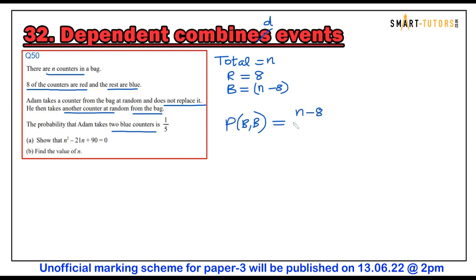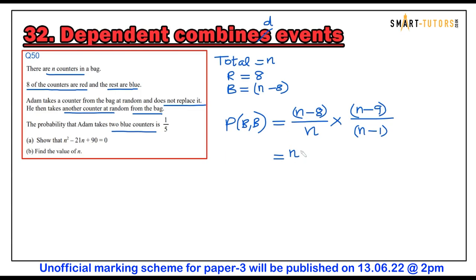N minus 8 blues are there. Total is n. Times by second, times blue, 1 is going to be reducing. So the total n is going to be reduced by n minus 1, and the top n minus 8 is going to be reduced by n minus 9. Right? So if I multiply that one, n minus 8 times, I can put this into the brackets.